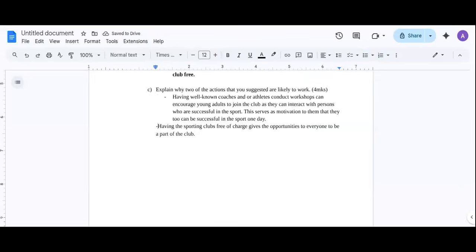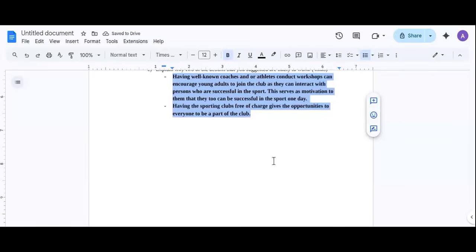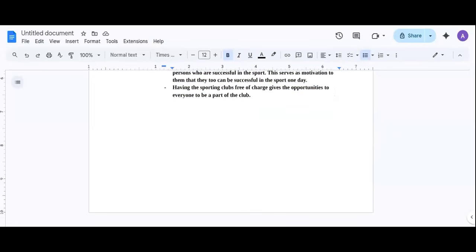Right, so here I have having well-known coaches and or athletes conduct workshops can encourage adults to join the club as they interact with persons who are successful in the sport. This serves as motivation to them that they too can be successful in the sport one day. And having the sports club free of charge gives the opportunity to everyone to be part of the club.